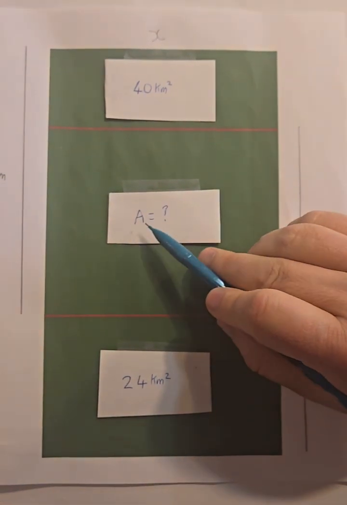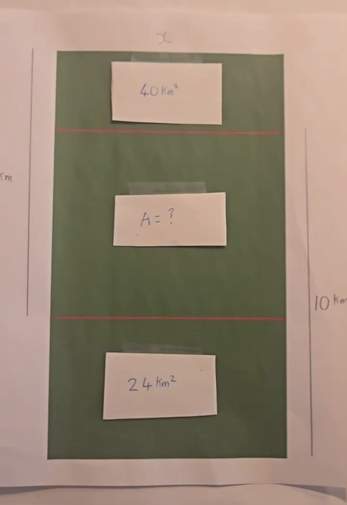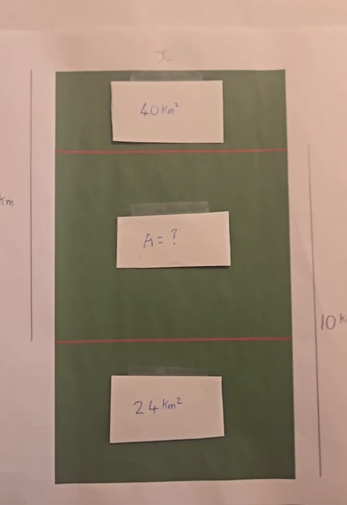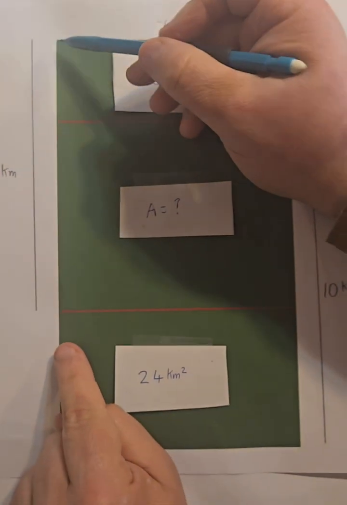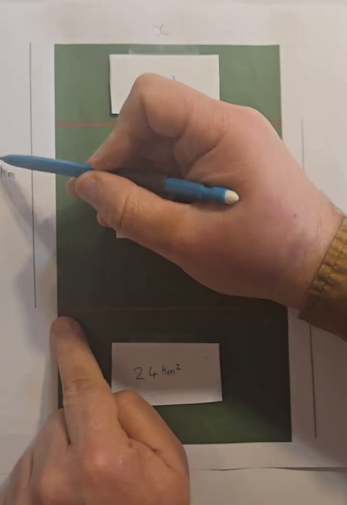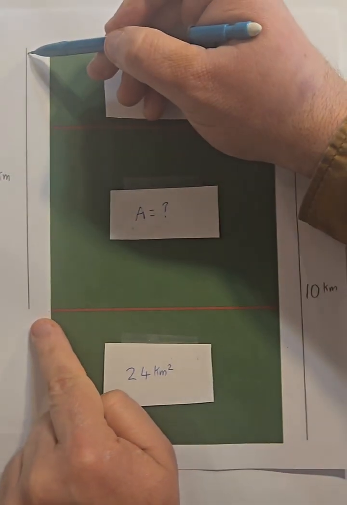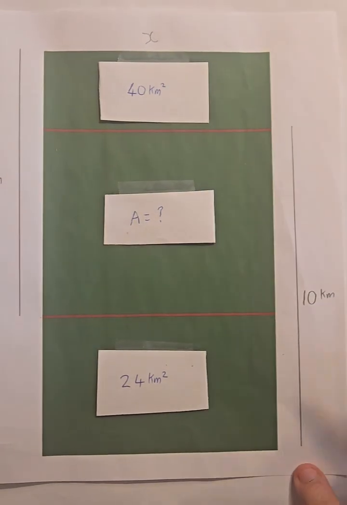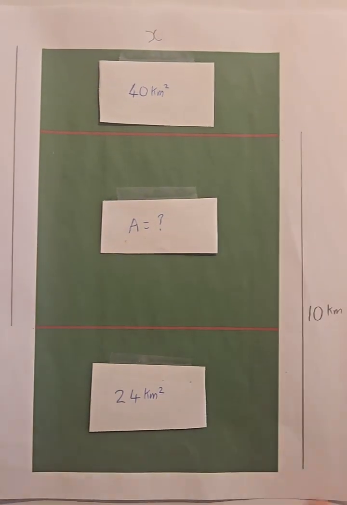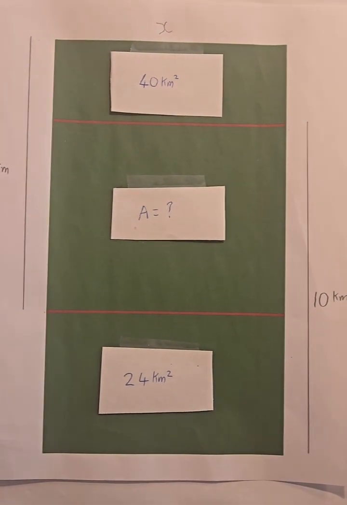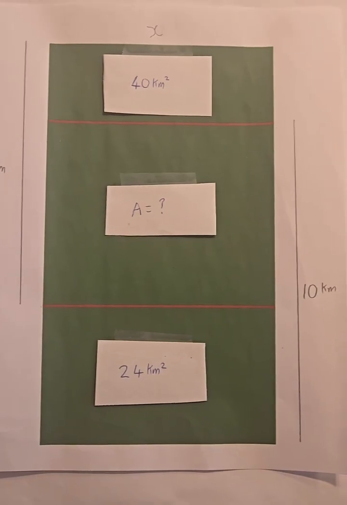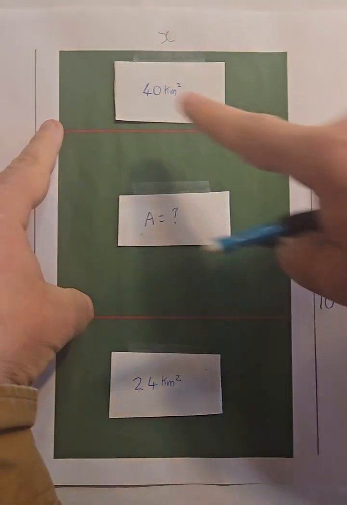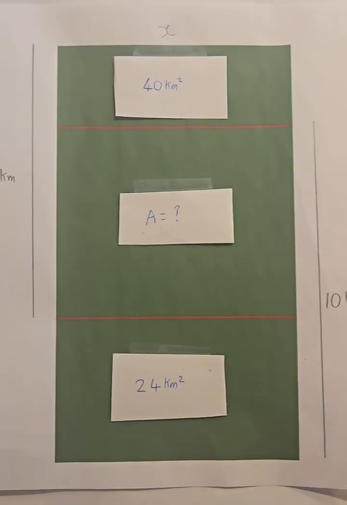So I just called it A for area. And something else interesting he tells me, he knows from before that from this point to that point, it's 12 kilometers long. And from this point to this point is 10 kilometers long. That's the information he could tell me. Based on that, what is the area of that middle rectangular part?